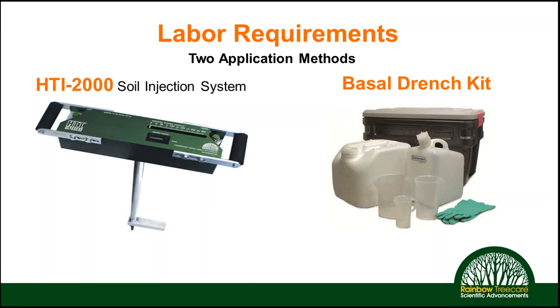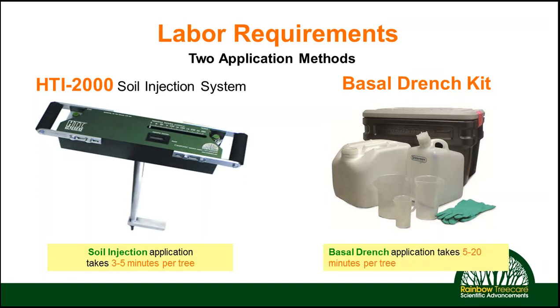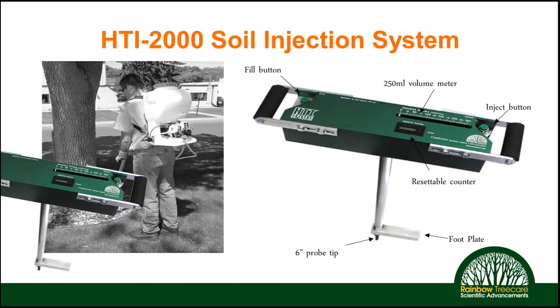The other way we can do it is to use the Basal Drench Kit on the right, and this way we have to mix up the batch for the specific tree, and this is just applied at the base of the tree. Very simple. Soil injection goes very quickly, takes 3 to 5 minutes per tree to do, and you're not going out to the drip line, you're staying in close to the root flare. No more than 1, maybe 2 feet out from the root flare is where the application is made. And the same thing with the basal drench. The basal drench is done right at the base of the tree, and that takes a couple of minutes.